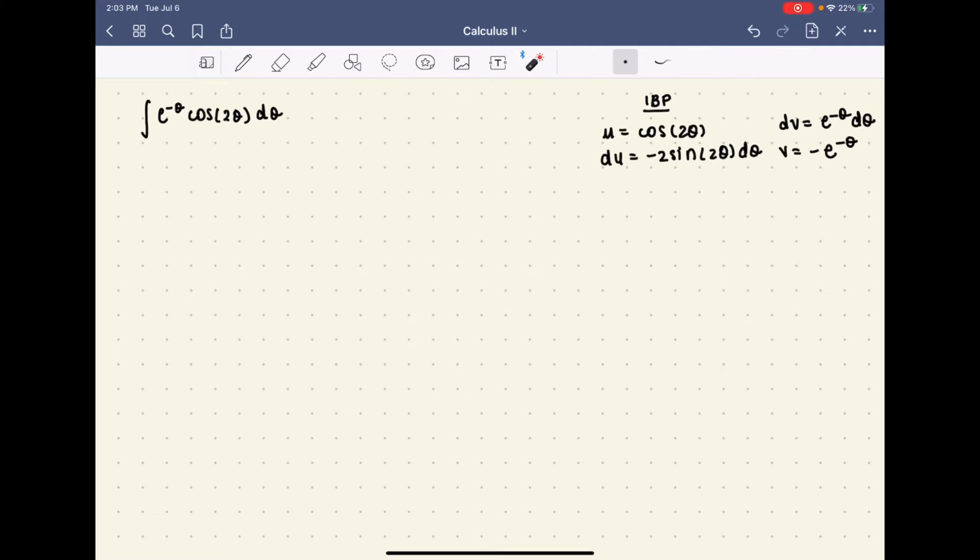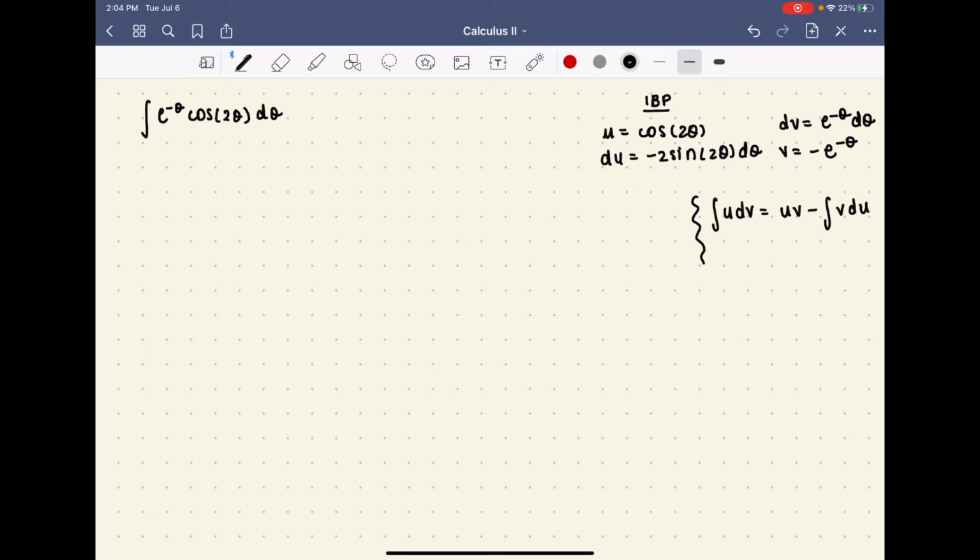Notice how dv is always set as the easiest term to integrate, and then the remaining terms are placed as u, and then we take the derivative. Here, e to the minus theta is the easiest one to integrate because its integral is the same as its derivative. Now, recall that IBP is the integral of u dv is equal to uv minus the integral of v du.